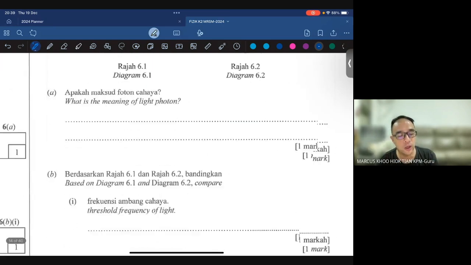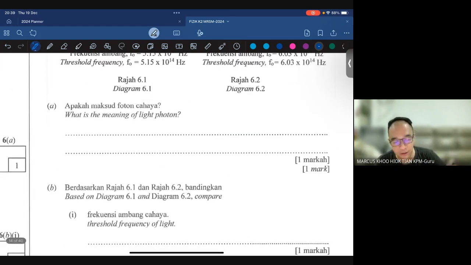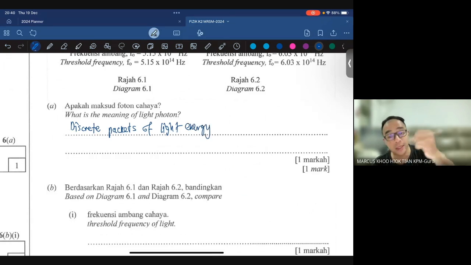So what is the meaning of a light photon? The definition for light photon is discrete packets of light energy. If you want to take it a step further, it is discrete packets of light energy with no mass. This is not necessary. If you want to write it, you can write it. If not, then don't worry about it. Discrete packets of light energy.